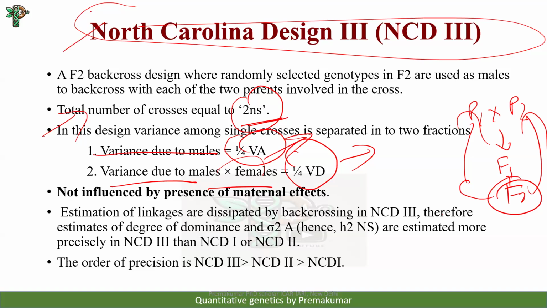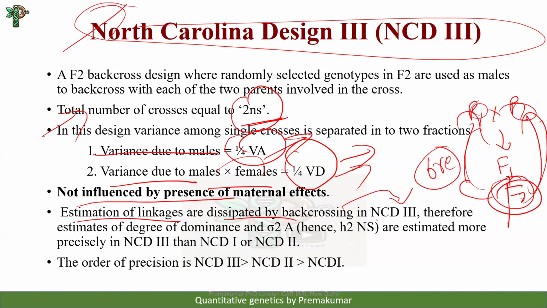But one of the greatest advantages of North Carolina Design 3 is that it is not influenced by the presence of maternal effect. This is one of the greatest advantages over both the methods. And here, linkage is dissipated by the backcrossing in NCD3, because we are selecting F2 and making the backcrosses with the parents. That's why linkage is dissipated. We are breaking the linkage, because if any linkage is present in F2, it will make non-independent segregation. To avoid that effect, we are making these backcrosses.